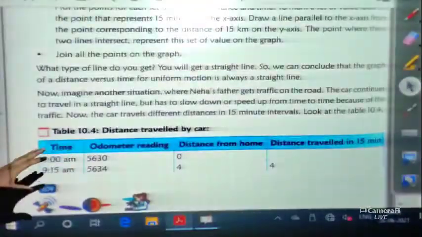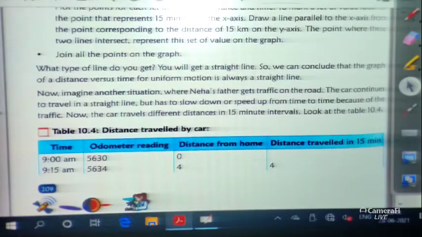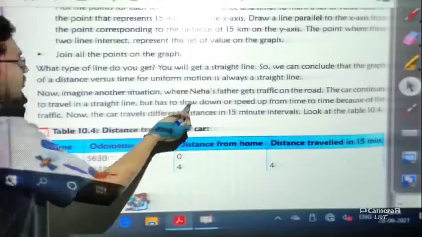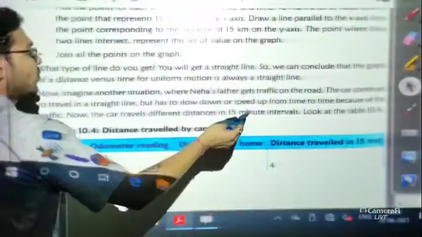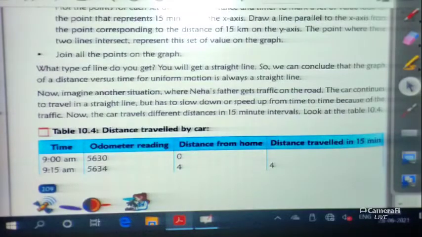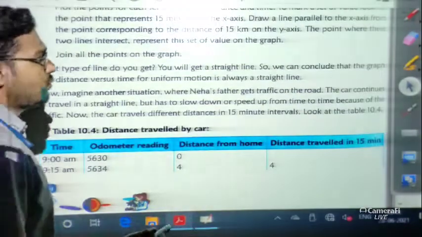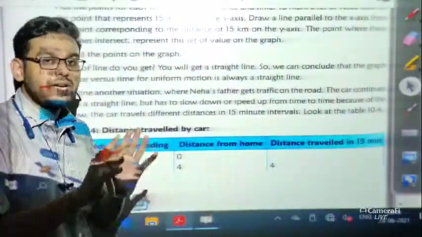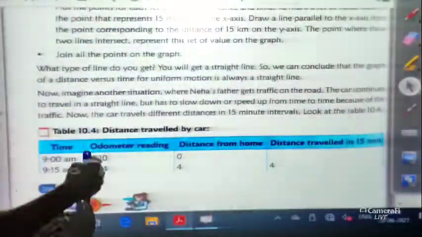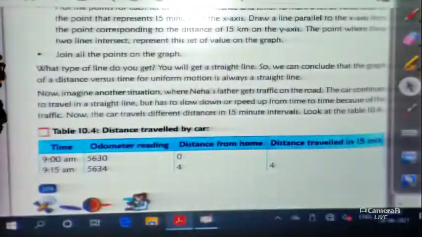Another situation means one more table and one more graph will be there. So let us find out what the other situation is. Just have a look, where Neha's father gets traffic on the road and the car continues to travel in a straight line but has to slow down or speed up from time to time because of the traffic. If we have a speed breaker or a traffic signal, then we have to slow down or stop the car, and when we see the green light, we go again. So speed keeps moving up and down.